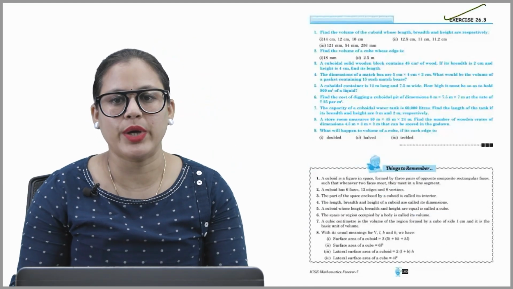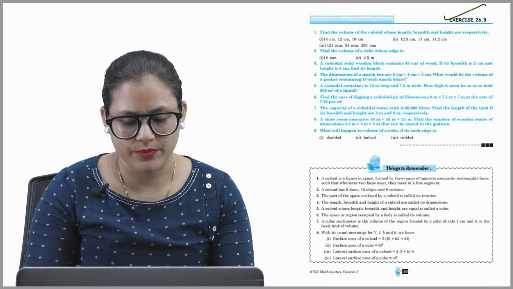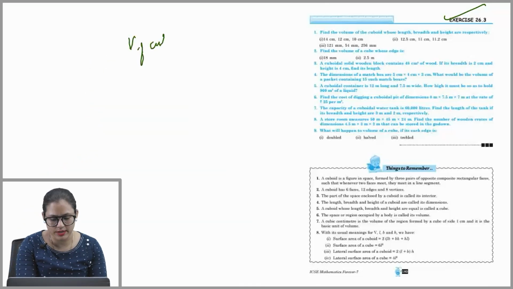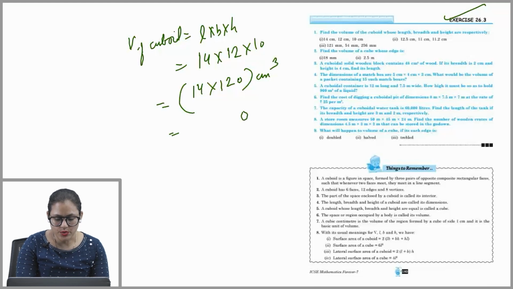Exercise 26.3. We have to find the volume of a cuboid whose length, breadth and height are given. So you know the volume of a cuboid is length into breadth into height. Length is 14 centimeter, breadth is 12 centimeter and height is 10. So 14 into 120. Your answer will be in centimeter cube. 14 twos are 28, 2 14s are 14 plus 2, 16. 1680 centimeter cube. This is the answer.